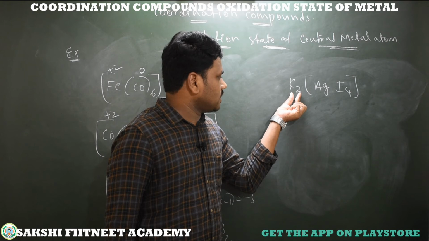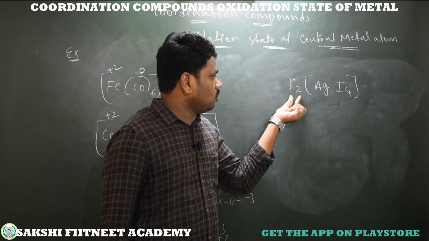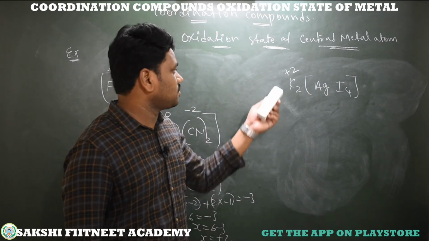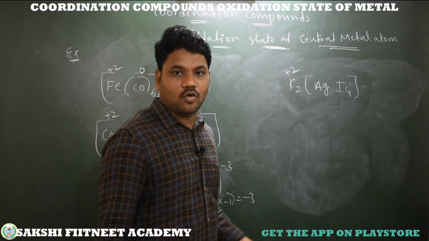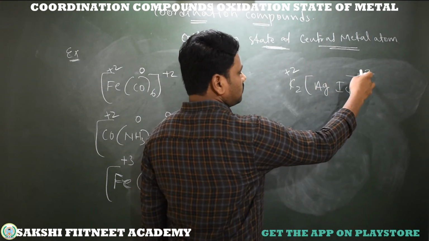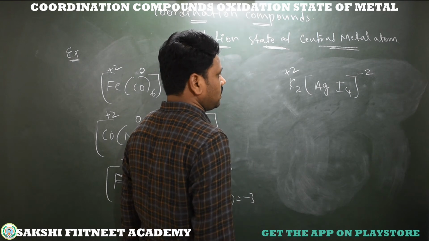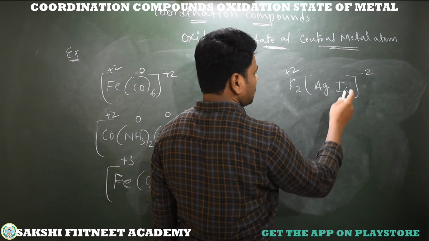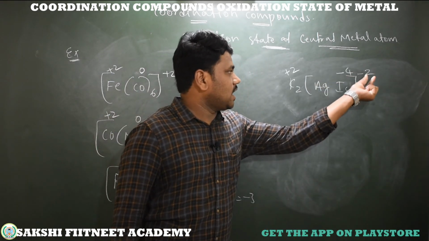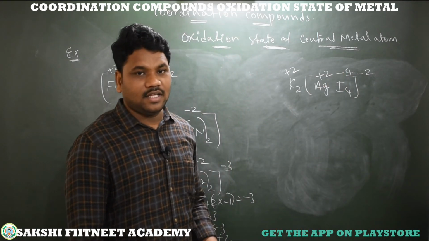Here in this compound, the counterion is positive, and what does the coordination sphere give? Negative. So here 2 potassium counterions are there. Each potassium counterion gives +1 oxidation state. So obviously the total charge from these 2 potassium counterions is +2. So what about the charge of the coordination sphere? It's -2. -2 +2, neutral. Now we will calculate the oxidation state of the central metal atom to balance this -2. See here, each iodine gives -1 oxidation state. It's -4. So -4, overall charge is -2. That means silver oxidation state is +2.